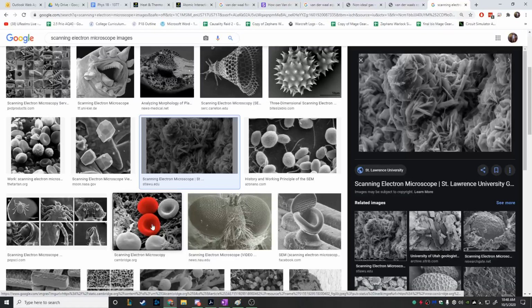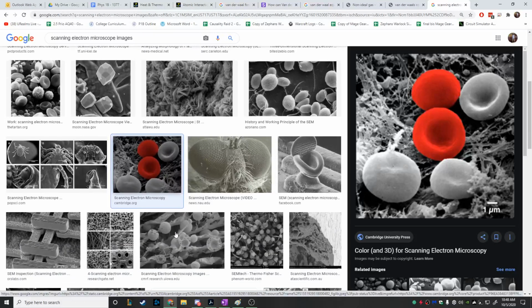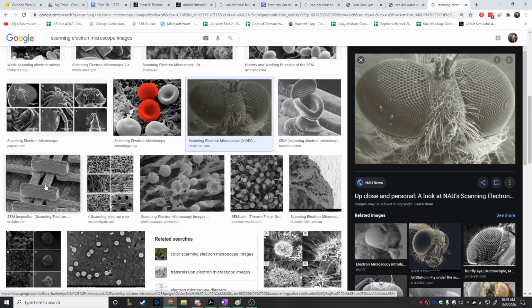So if you ever see a picture where they're colored, like these red blood cells, they've added the color later, which is fine. It's not a bad thing. Is this a fly? That's got to be a fly, right? Looks like a fly. Look at those eyeballs, all those little tiny lenses. That's wild.